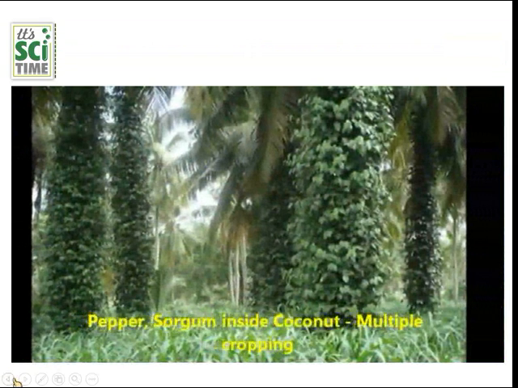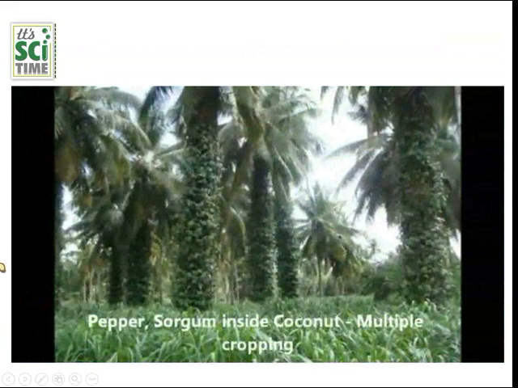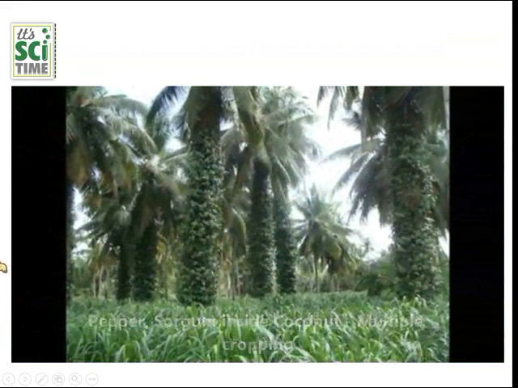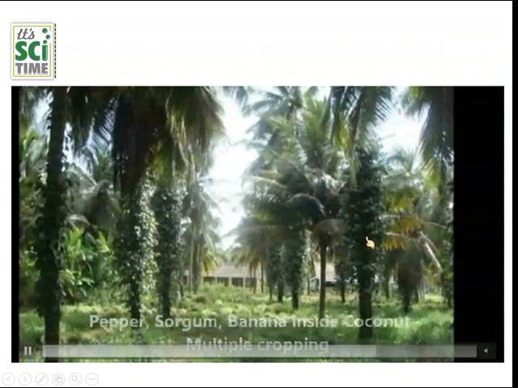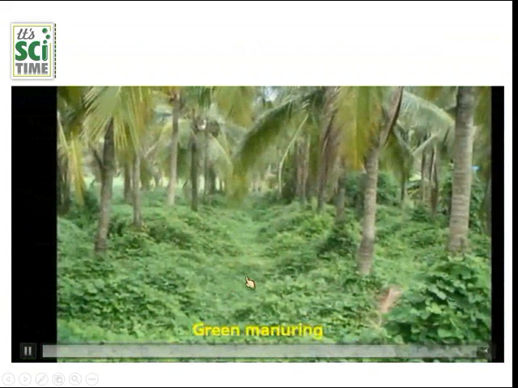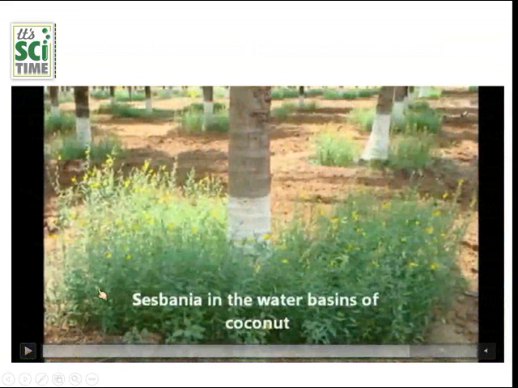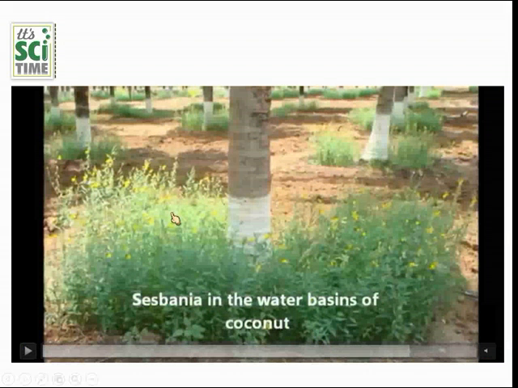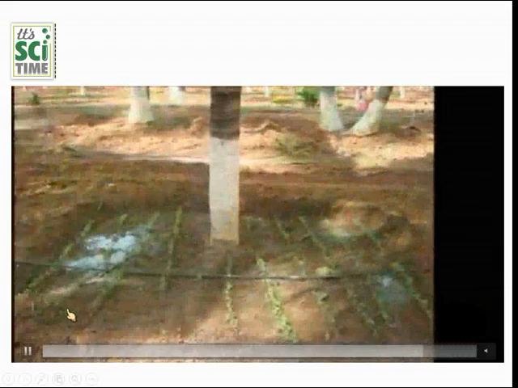Look at this one. 3 crops here: one coconut and the pepper, also sorghum. 3 crops grown in one land. Multiple cropping gives huge benefits here. Not only the land, they have used the space as well, because look at this. This is the green manuring system, growing legume plants, and they provide the nitrogen to the soil. And those are the important facts or the advantages.